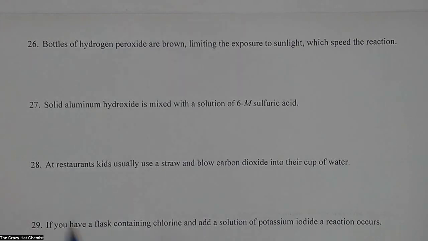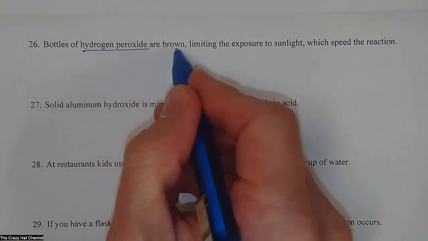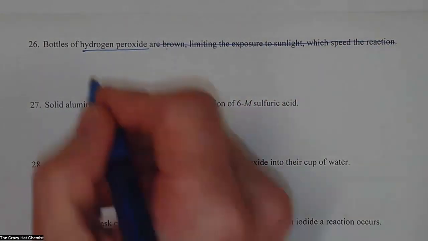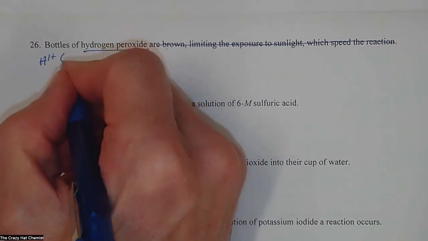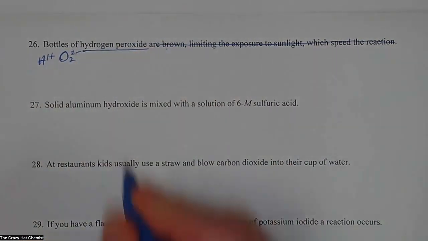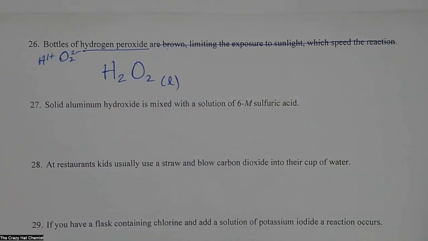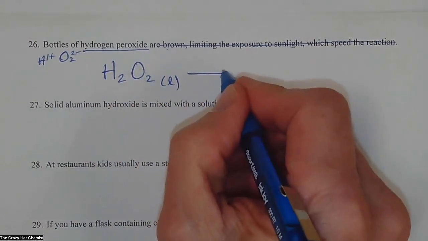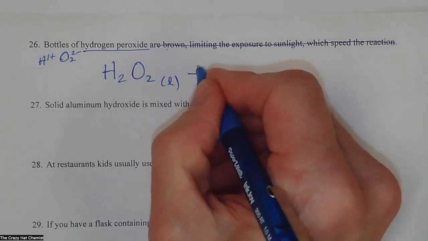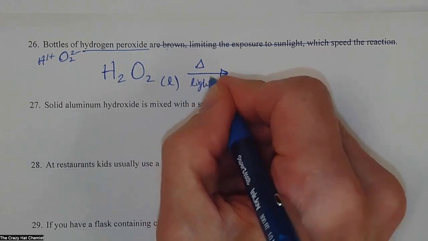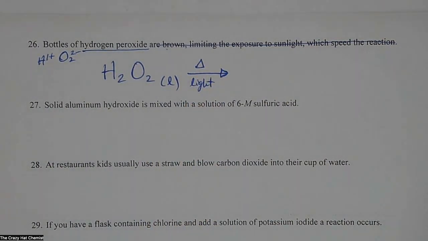Okay, so next one. Bottles of hydrogen peroxide are brown, limiting the exposure to sunlight, which speeds the reaction. Hydrogen peroxide: hydrogen is an H and a 1+. Peroxide is O2, 2-. So hydrogen peroxide is H2O2, and that is a liquid. So this reaction is going to go with an arrow like that, and you can write either a delta, because that would be consistent with all our other decomposition reactions, or you can write light here, because it's really the exposure of light or a little bit of heat that makes this hydrogen peroxide decompose.